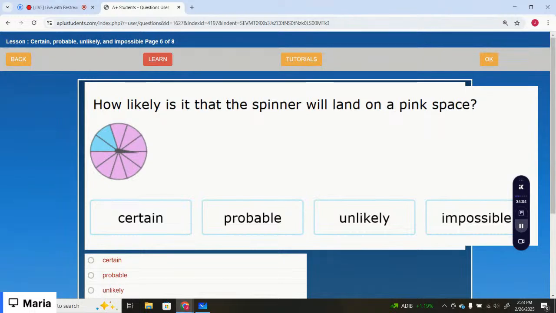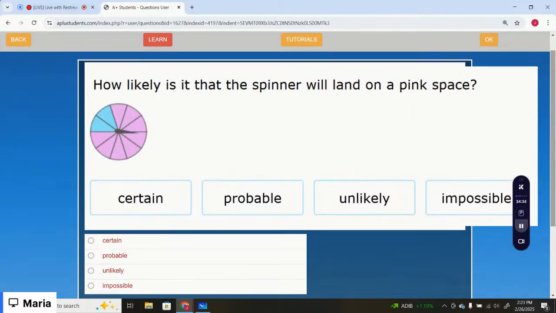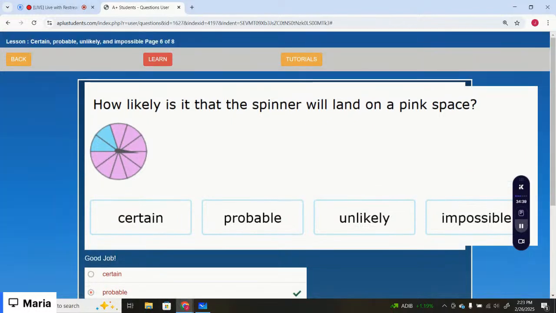How likely is it that the spinner will land on pink space? It will probably land on pink space, because the spinner has more portion that is pink, so it will probably land on pink.